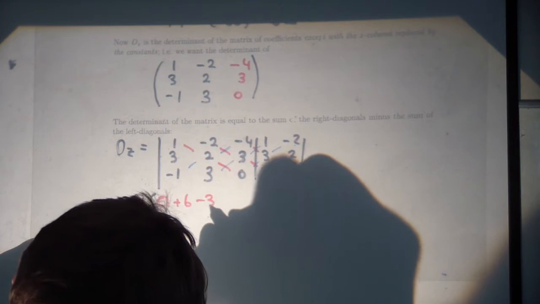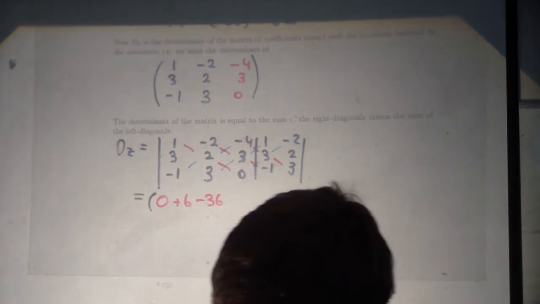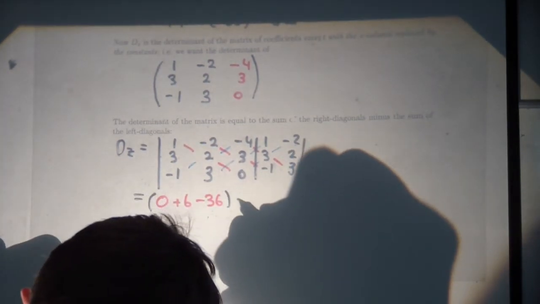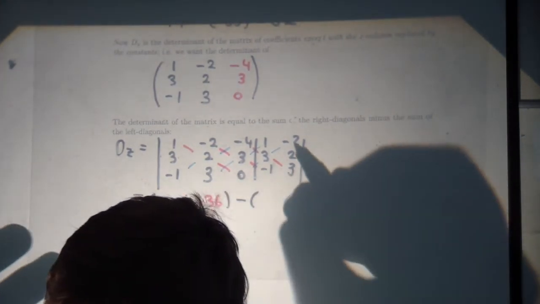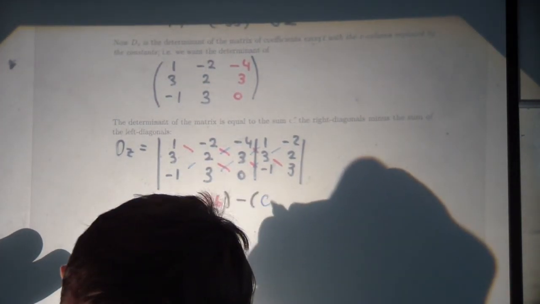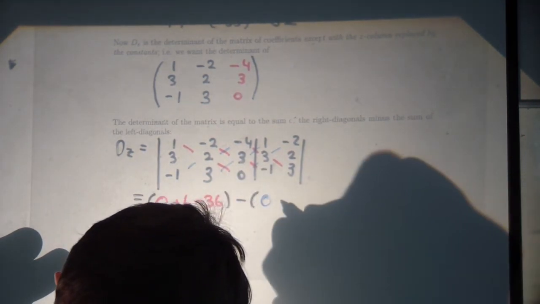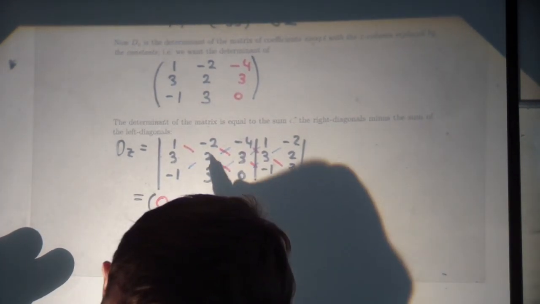So 1 by 2 is 2, by 0 is 0. Minus 2 by 3 is minus 6, by minus 1 is plus 6. Minus 4 by 3 is minus 12, by 3 is minus 36. Take away the left down diagonals. So the first one here, minus 2 by 3 is minus 6, by 0 is 0. 1 by 3 by 3 is 9. And minus 4 by 2 is minus 8, by minus 1 is plus 8.